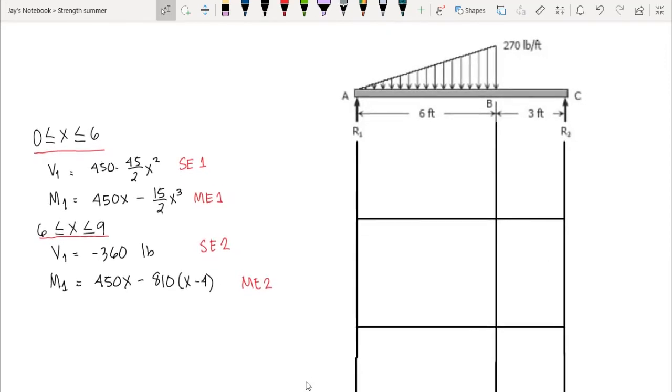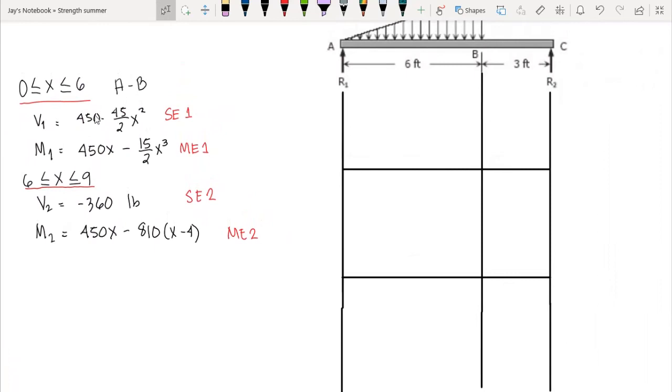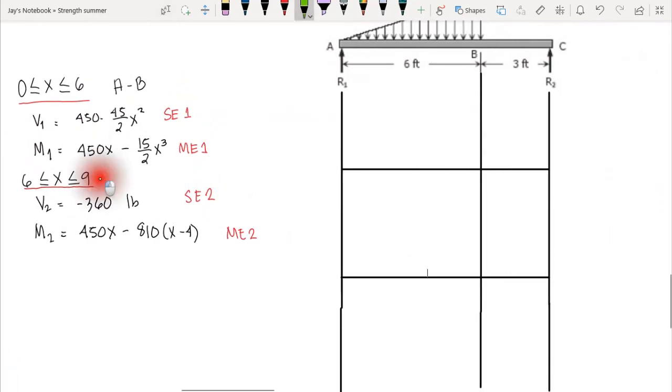Okay, so I have here the tabulation of all the shear and moment equations that we have computed. So again, these moment and shear equations are valid only for 0 to 6, that is from A to B. And this equation here is valid only from 6 to 9, that is from B to C.